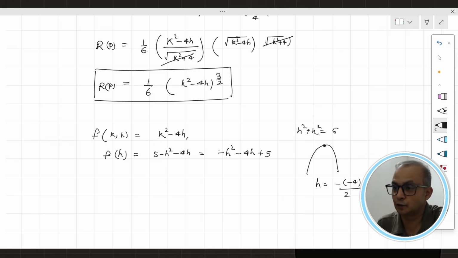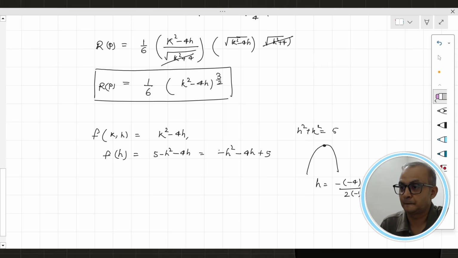Oh, this is also minus 1, sorry. 2a means minus 1, so it will be minus 2, sorry. So that is going to be minus 2. So h is equal to minus 2 we got. And what is the value at minus 2 of this function?